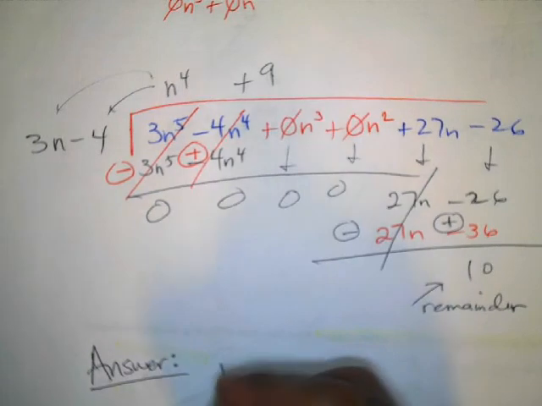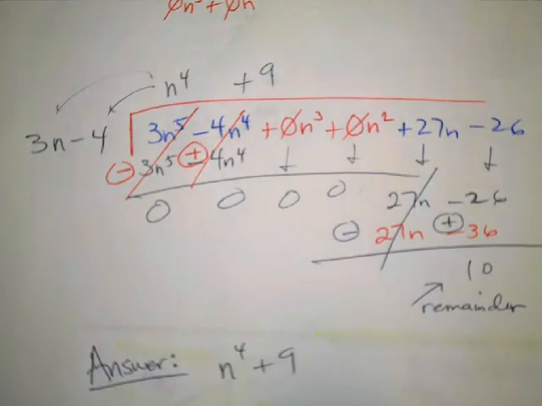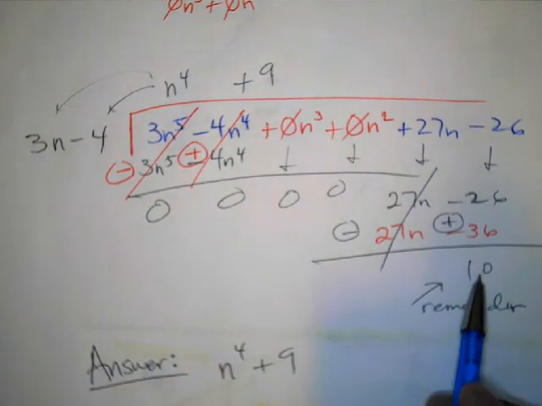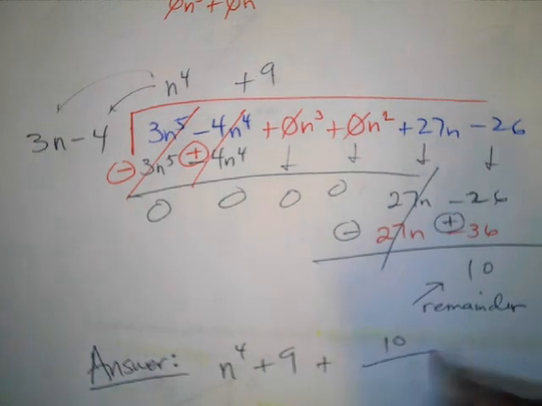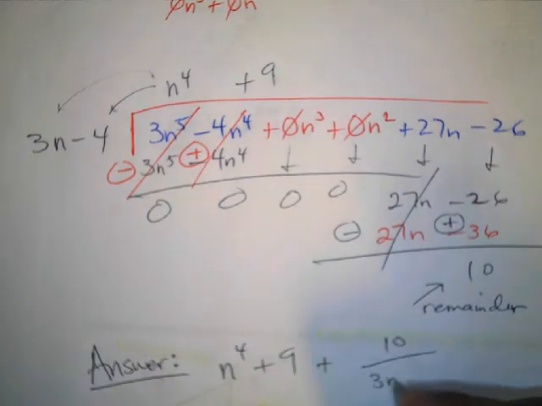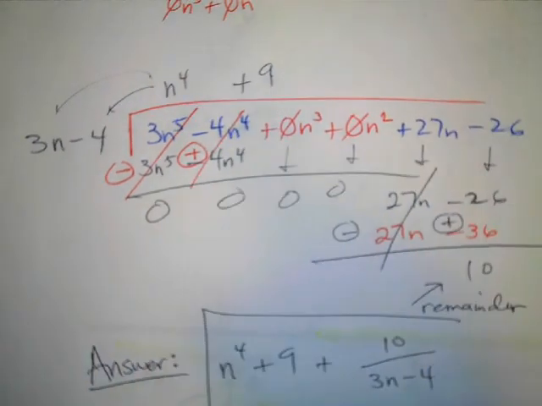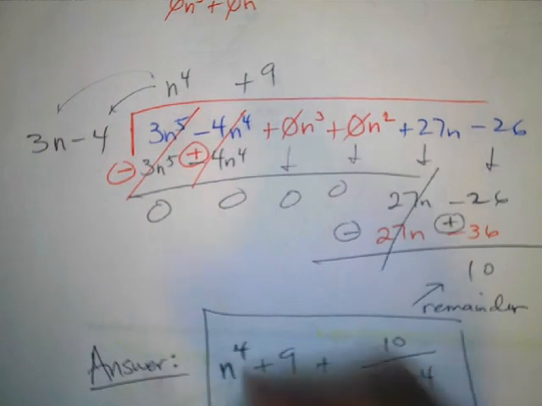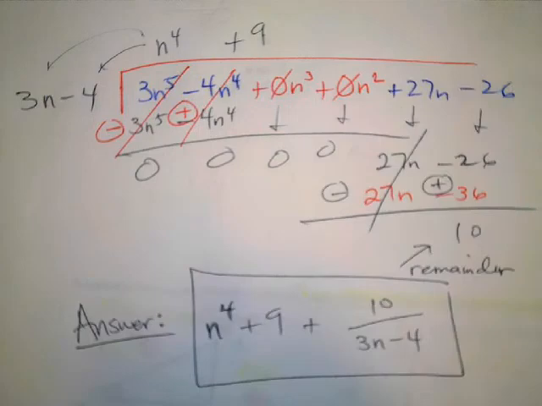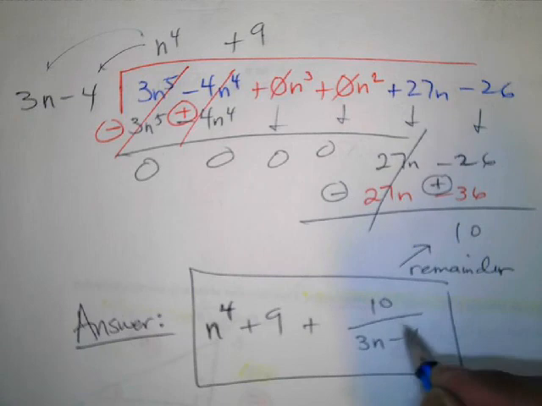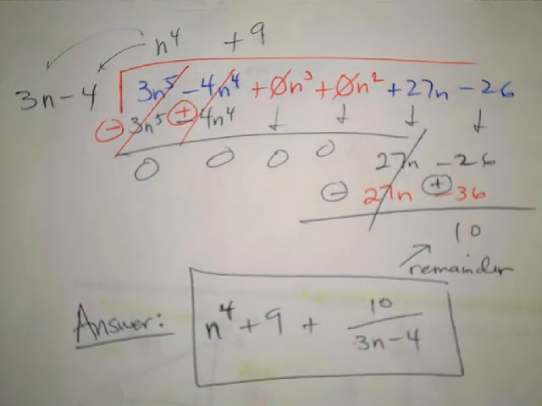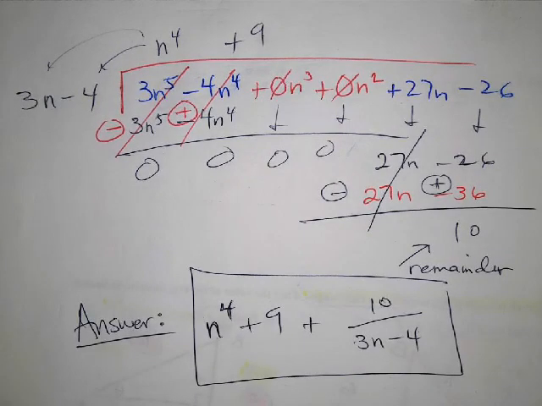And now the question is, how do you write the answer? Well, it's n^4 plus 9. And then remember, when you have a remainder, you put the remainder over the divisor. And then these can't reduce. If only 2 of them can reduce, you don't do anything. It has to be all 3 coefficients or nothing.